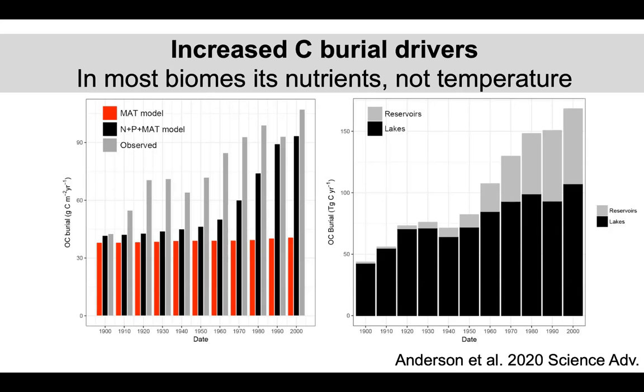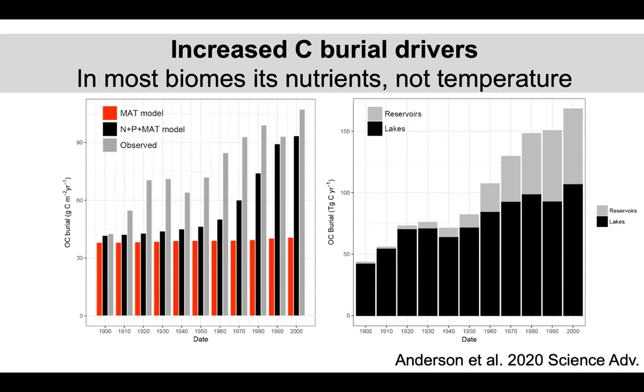The real big explanatory power came from when we introduced the nitrogen and phosphorus fertilizer use. Each one independently explained about 20% of the variance. And together this model explained about 44% of the variance in carbon burial over time. And so this is the story of why we believe, or at least this is what the correlation is showing us, carbon burial has gone up in the last century to century and a half.